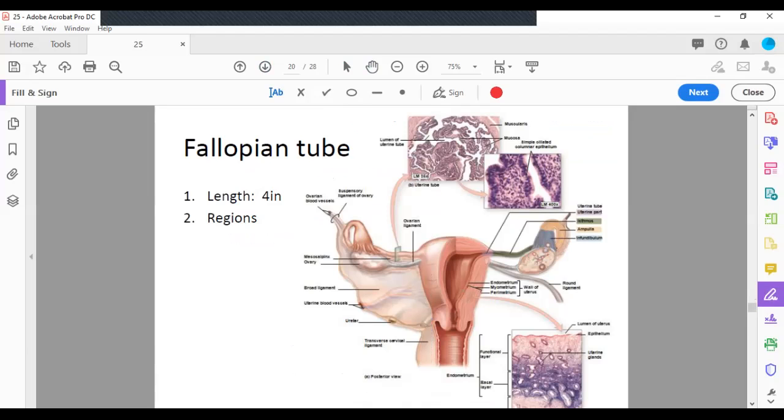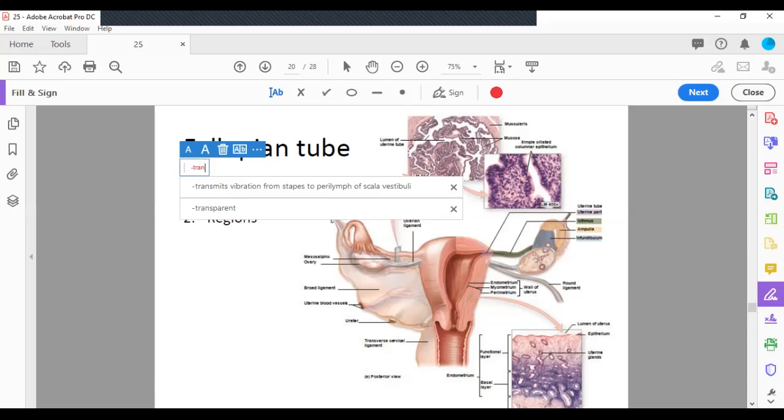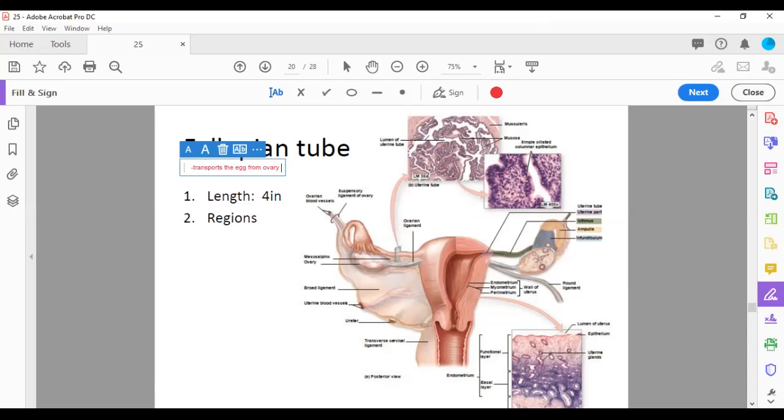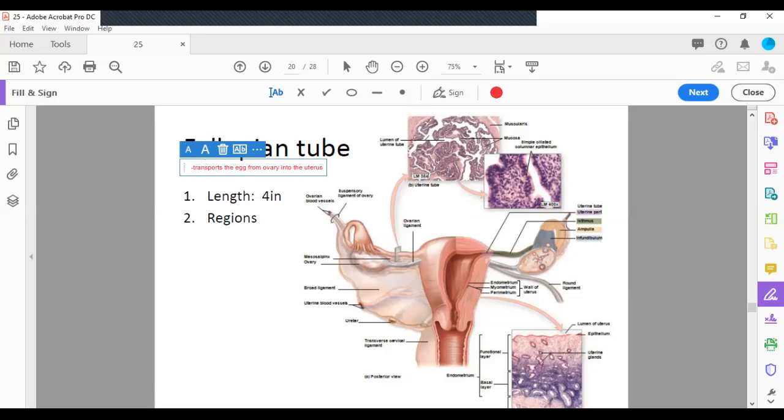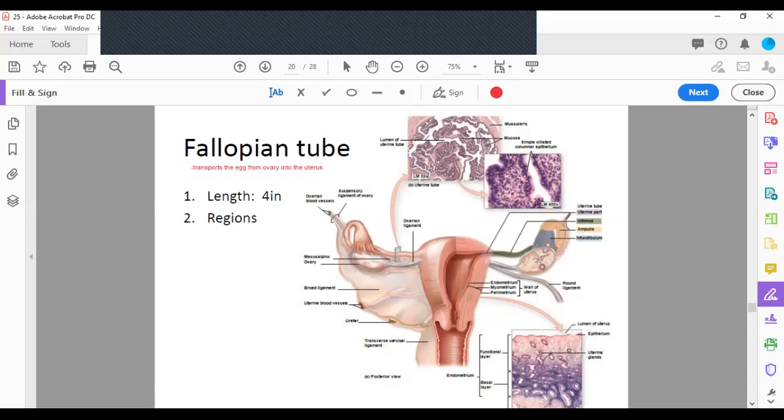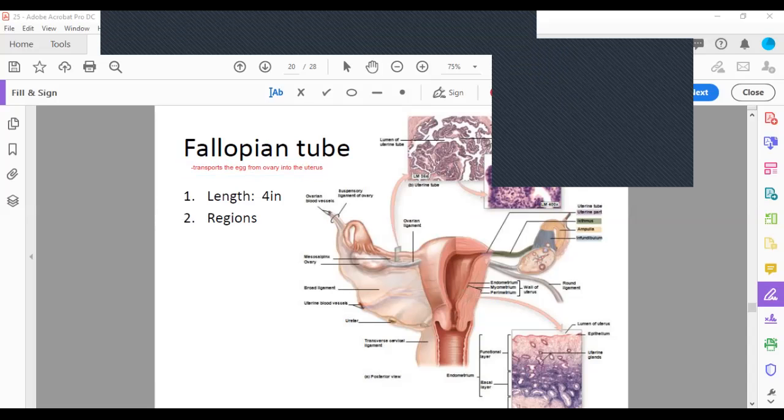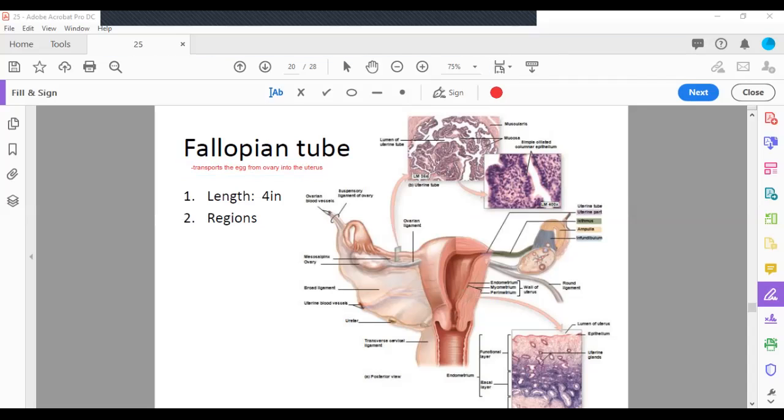All right, moving on to the next slide, we're moving into the fallopian tube. The purpose of the fallopian tube is as a passage. It connects and transports the egg from the ovary into the uterus. Now it's 4 inches in length. That's not much when you think about it. So the fallopian tube transports the egg from the ovary into the uterus, and it is 4 inches in length.